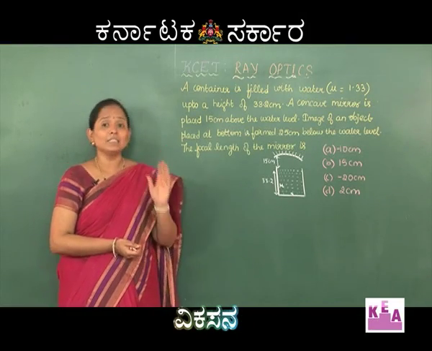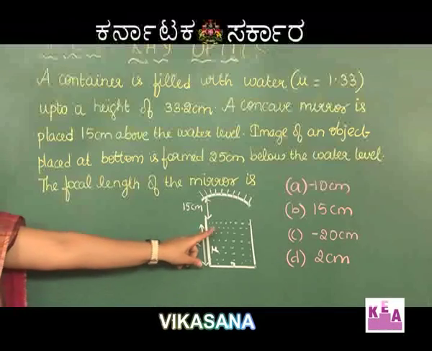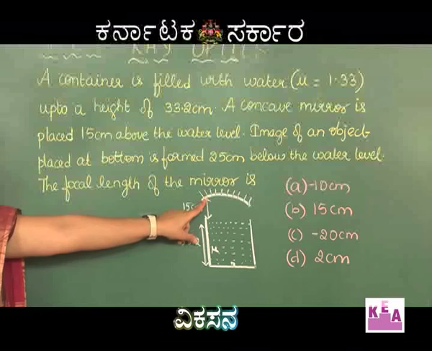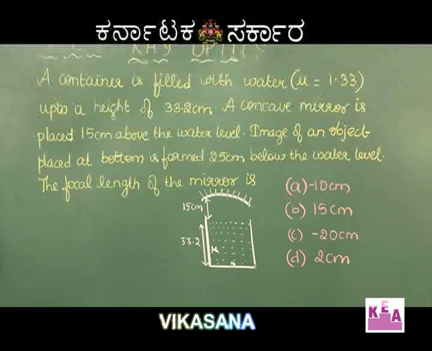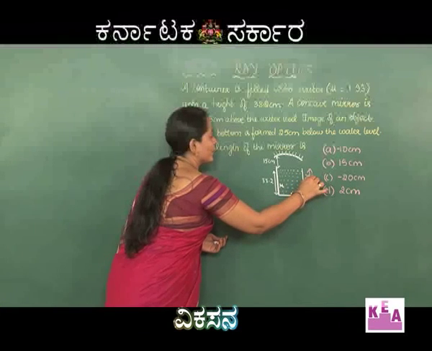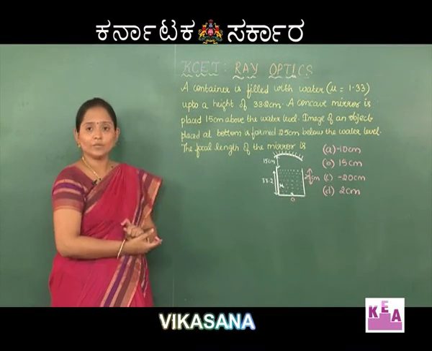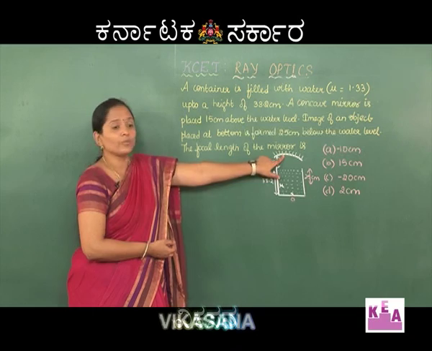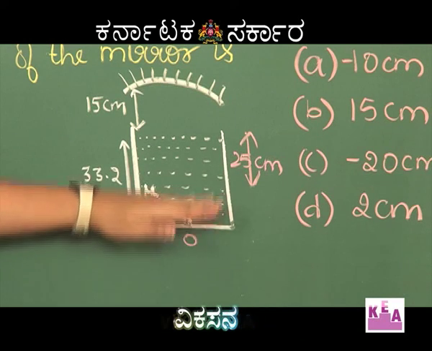Students, please understand and follow the steps very clearly. We have a beaker which is filled with water to a depth of 33.2 centimeters, and we have a concave mirror which is placed 15 centimeters above the surface of water. Now, the image is formed below at a depth of 25 centimeters. Let O be the object which is placed at the bottom. Students, clearly understand that this object will not be the object for the concave mirror. So, when viewed from the plane surface, the object appears to be raised.